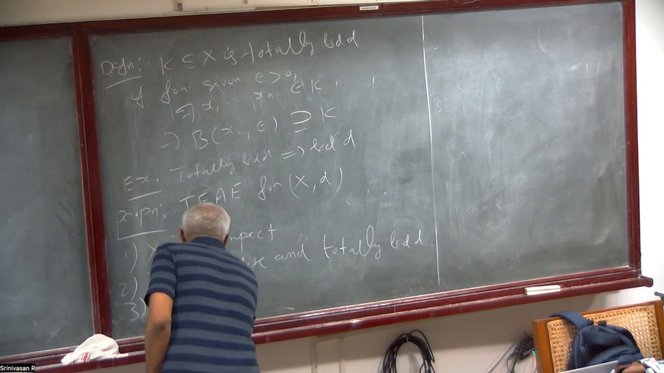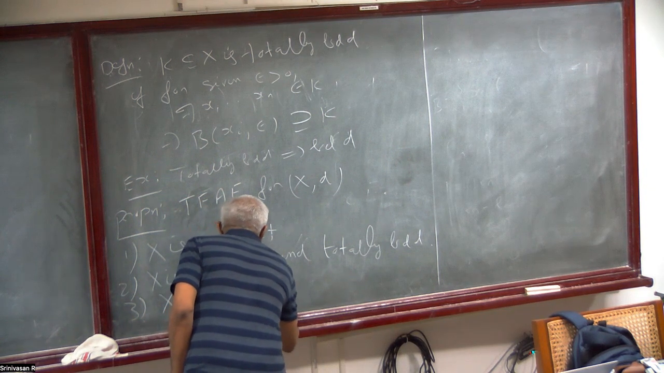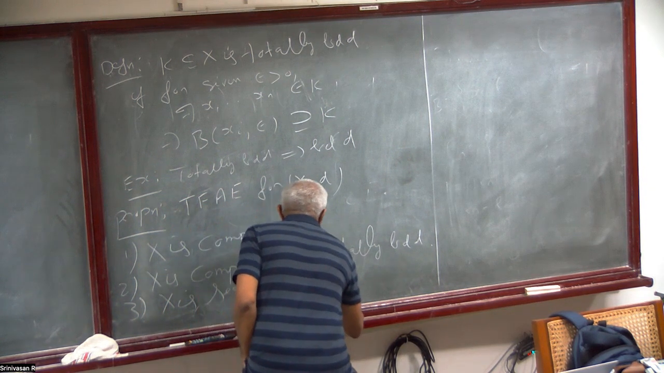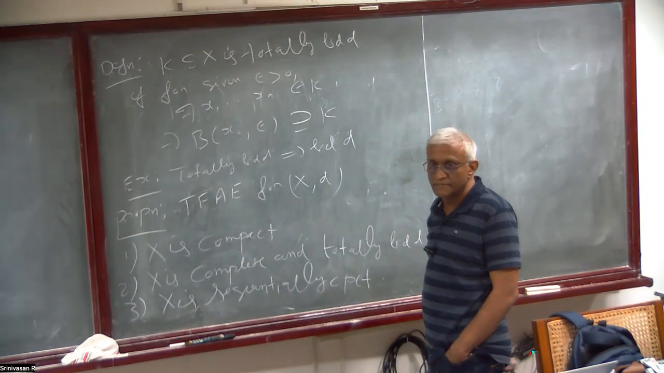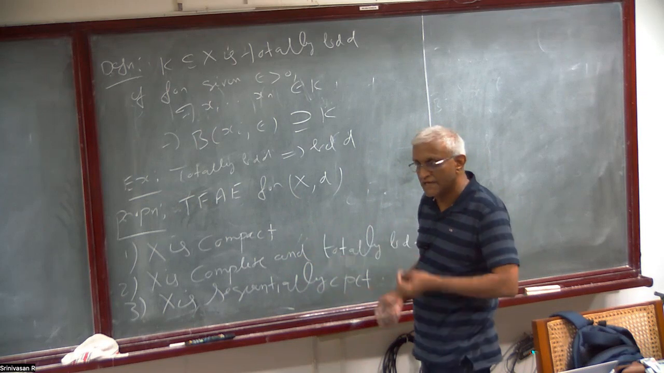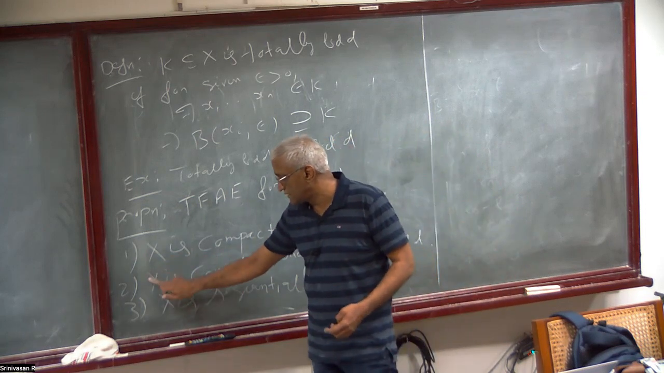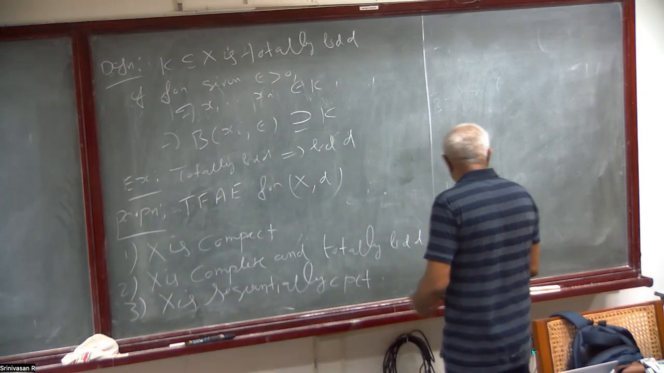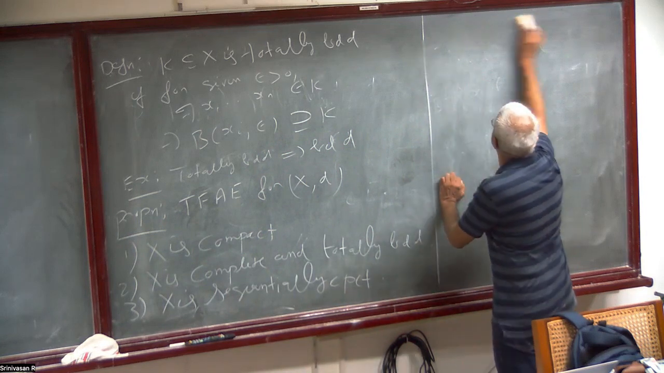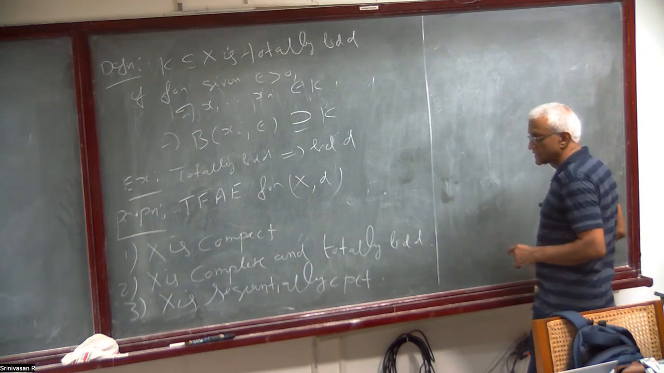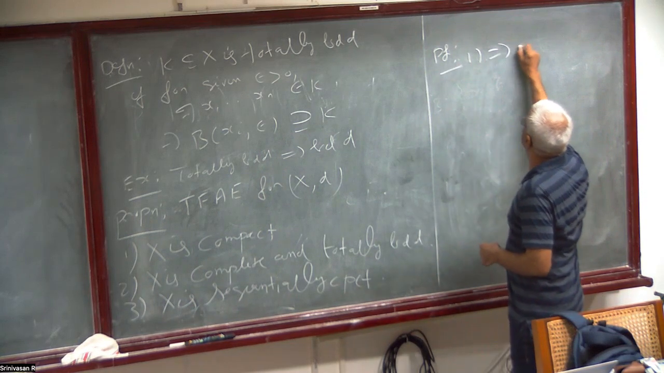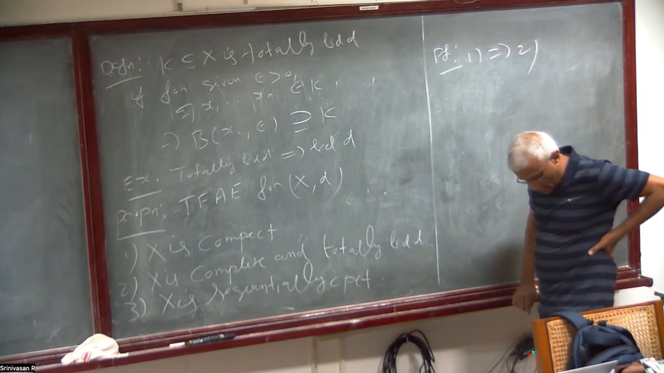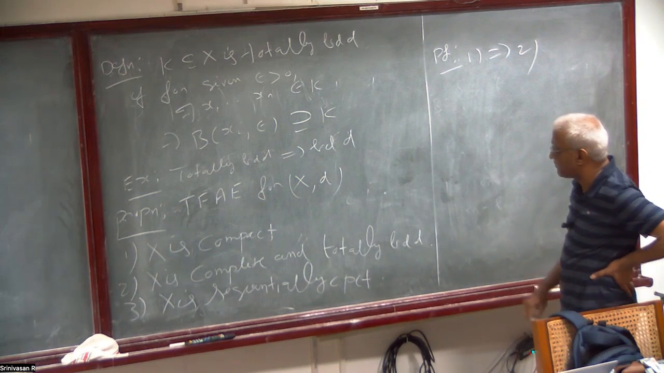X is sequentially compact. As I said, we'll prove it again. That's all. These three statements are equivalent statements. You'll prove from here to here: 1 implies 2, 2 implies 3, 3 implies 1. So we assume compactness and we want to prove it's complete.